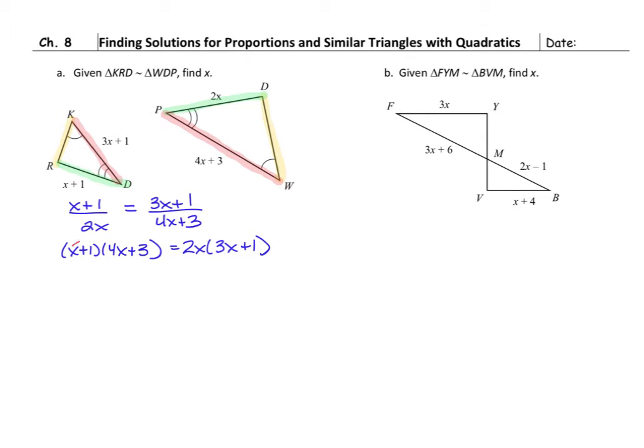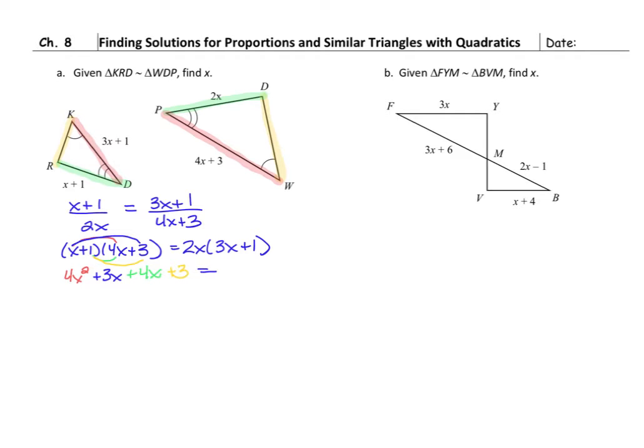So our first terms are x times 4x. That's going to give me 4x squared. My outermost terms are x and 3. That's going to give me 3x. My innermost terms are 1 and 4x. That's going to give me 4x. And my last terms are 1 and 3. That's going to give me positive 3.